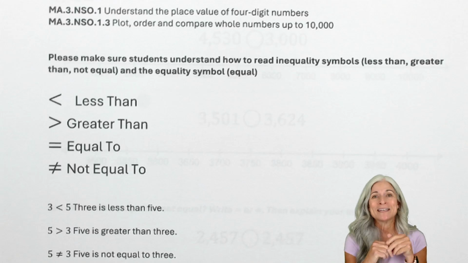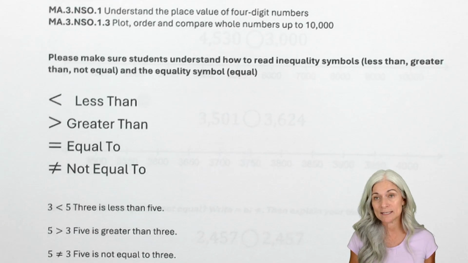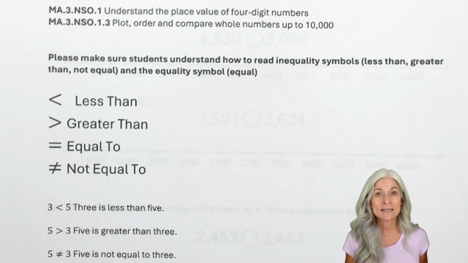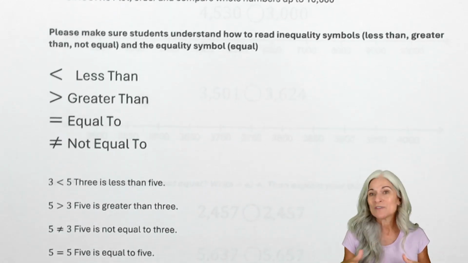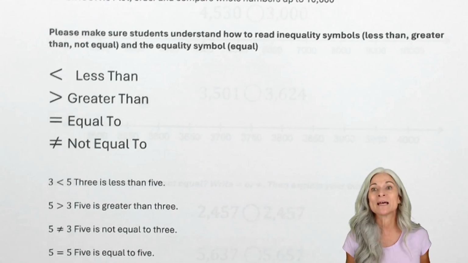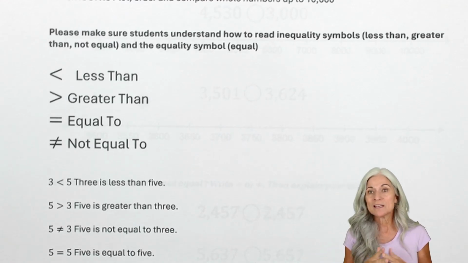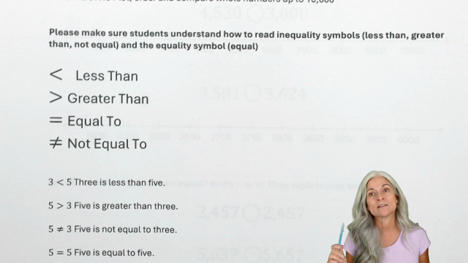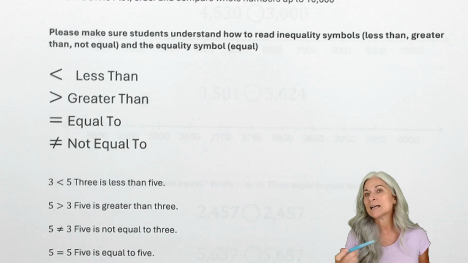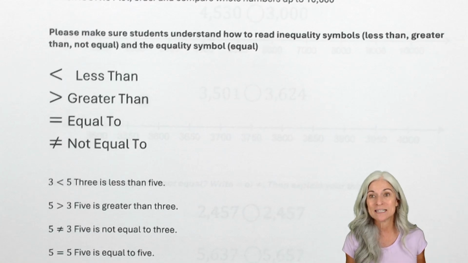One thing I put in the beginning is to please make sure your students work on understanding how to read the inequality symbols: less than, greater than, not equal, and of course the equality symbol, which is our equal sign. Now at this grade level, they're just calling them comparison symbols, but as they advance, they'll call them inequality symbols. And even when I taught high school, students sometimes struggled with these signs. So I think it's important to take some time, throw them into some warm-ups, some bell ringers, to help support students with reading and knowing how to use these inequality symbols.